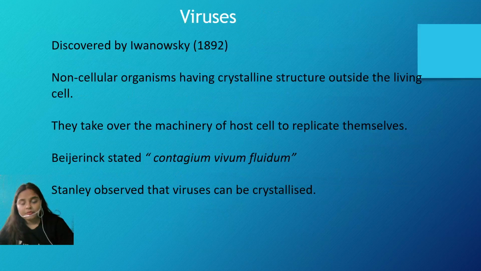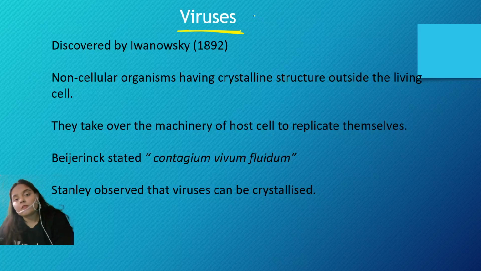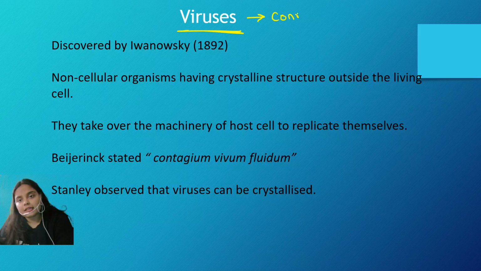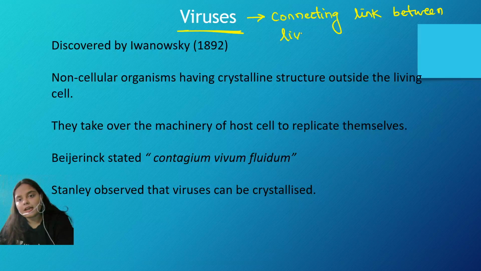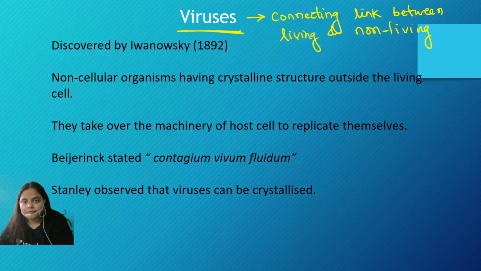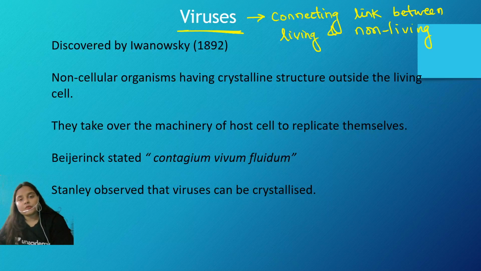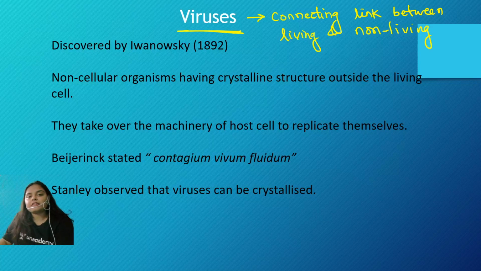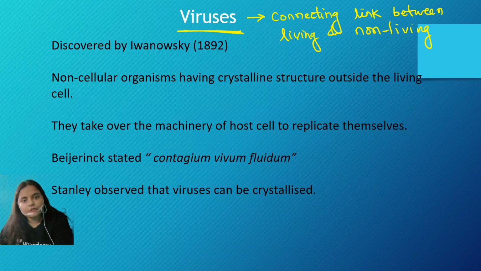Now moving ahead towards the next miscellaneous topic, which is the viruses. Till now we know that viruses are the connecting link between living and non-living. That means viruses show the properties of both living as well as non-living. According to R.H. Whittaker's system of classification, viruses were not given a place in any of the kingdoms, right? So for viruses, there is a different community of nomenclature as well as classification.